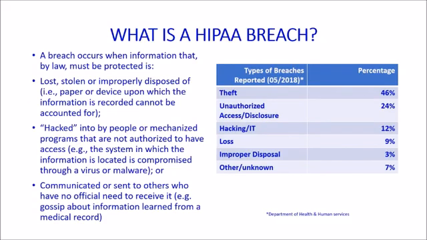HIPAA breaches can happen in a variety of ways. The most common cause of HIPAA breaches recently has been the theft, loss, or improper disposal of paper or devices that contain PHI. As more and more PHI is kept on networks or even in the cloud, hacking is also becoming a common method of gaining unauthorized access to PHI. Lastly, verbal and written communication of PHI to individuals who have no need to know about a patient's PHI still continues to be a problem.